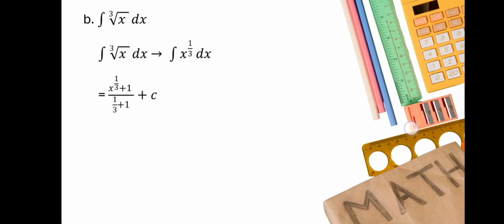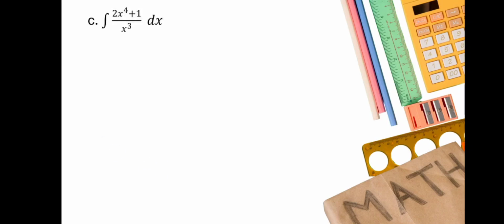Then simplify the exponent: x raised to 4 over 3 all over 4 over 3 plus c. Dividing by 4 over 3 is the same as multiplying by its reciprocal, 3 over 4. So we now have the result 3 over 4 x raised to the power of 4 over 3 plus c. So the integral of the cube root of x with respect to x is equal to 3 over 4 x raised to the power of 4 over 3 plus c.